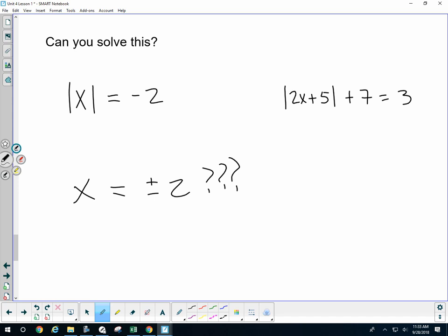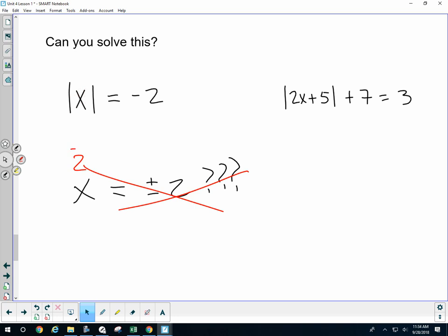Two negatives. Is it plus or minus 2? No, because the absolute value of 2 is positive 2. The absolute value of negative 2 is positive 2. So nope, that's not right.